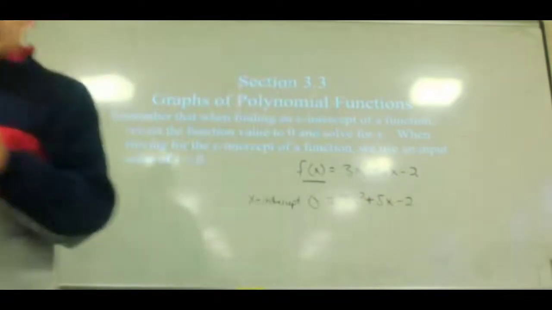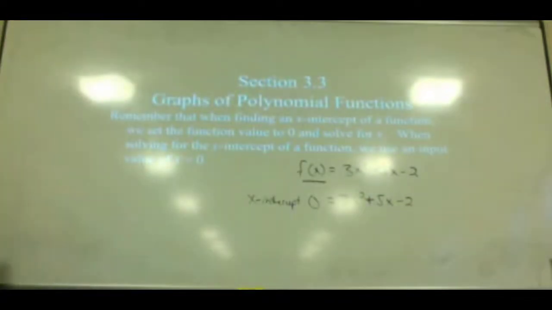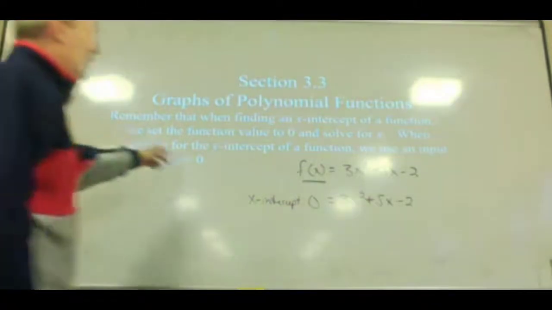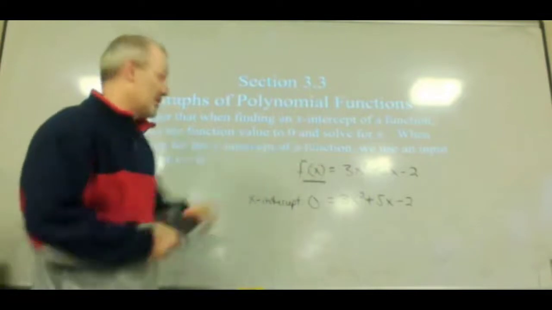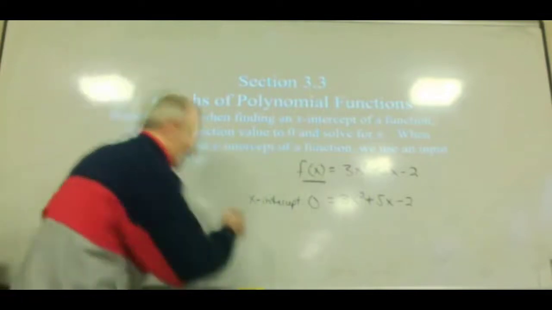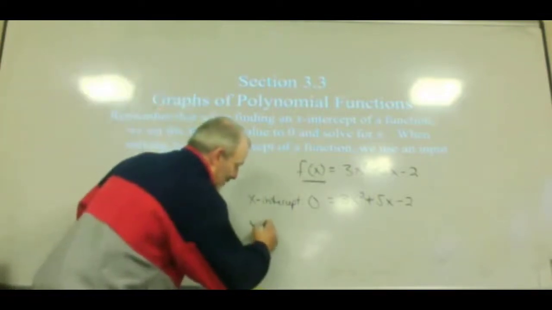So if you're going to find the x-intercept, you replace the f of x part, or the y, with a 0. And then you do the work to solve, whether that's factoring or the quadratic formula. We're not going to do that right now. That's just an example of how we would set it up. If we want to find the y-intercept for a function, we do just the opposite.